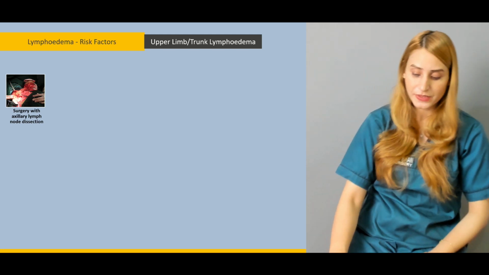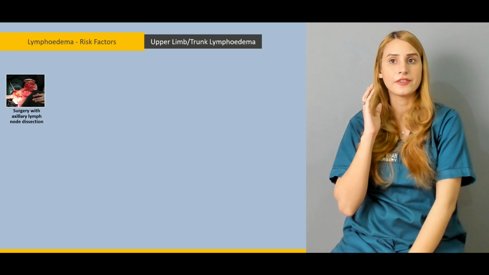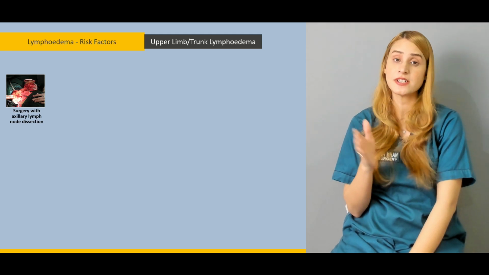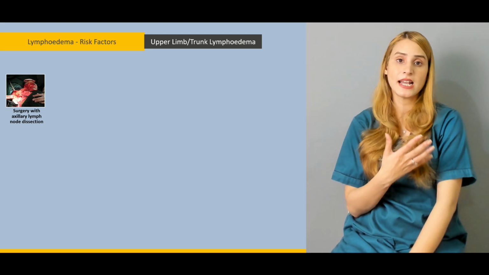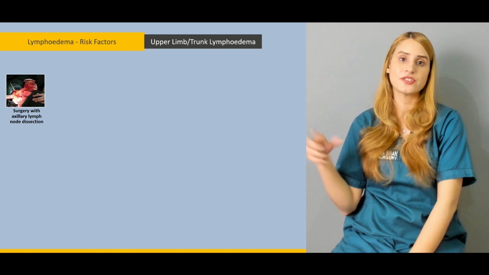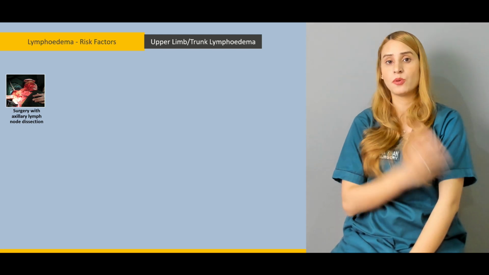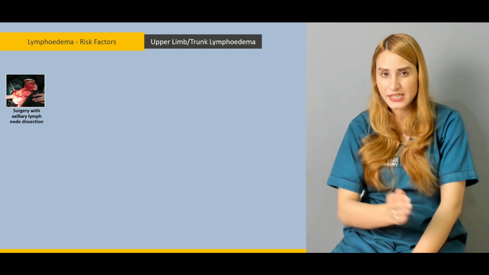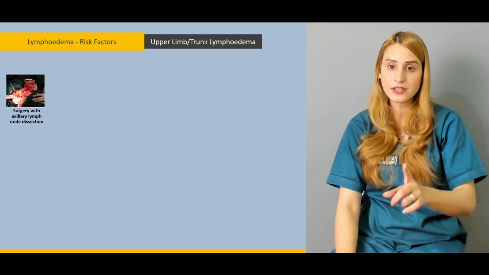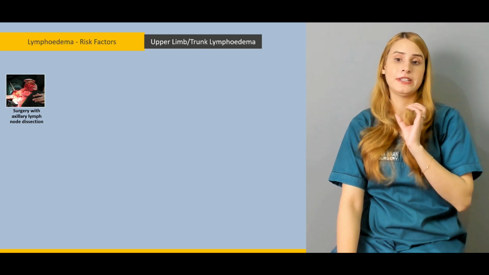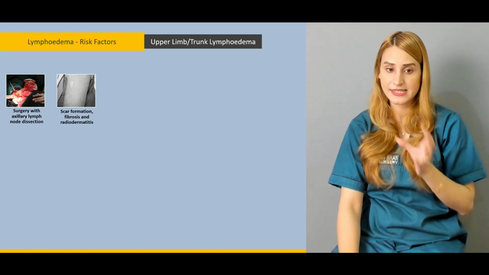That's why it is always suggested that if the patient is being operated for mastectomy on the right side, the cannula and the BP should be checked on the left limb. No manipulation should be done on the right side because of the danger of lymphedema. So number one, the risk factor in case of upper limb lymphedema is surgery with axillary lymph node dissection.